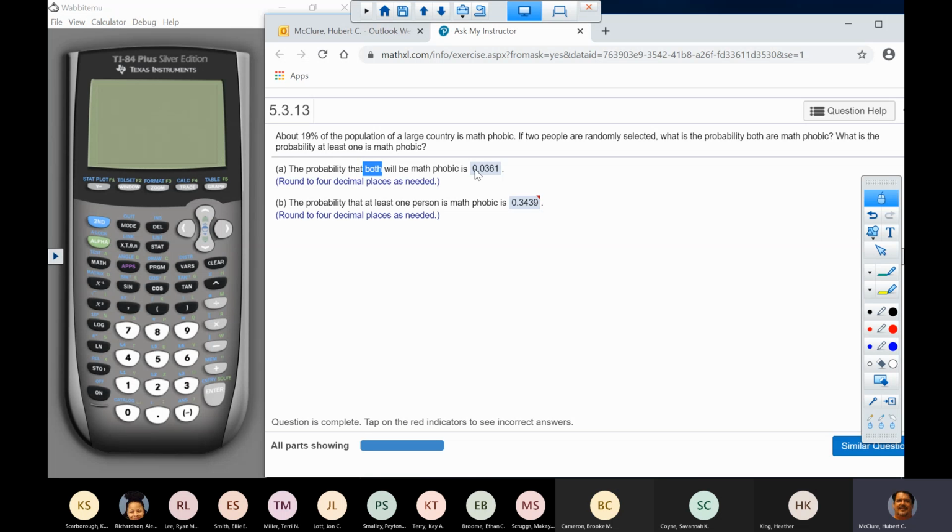Yeah, the first part is always your percentage, and both means what? 2. Just like a couple means 2.